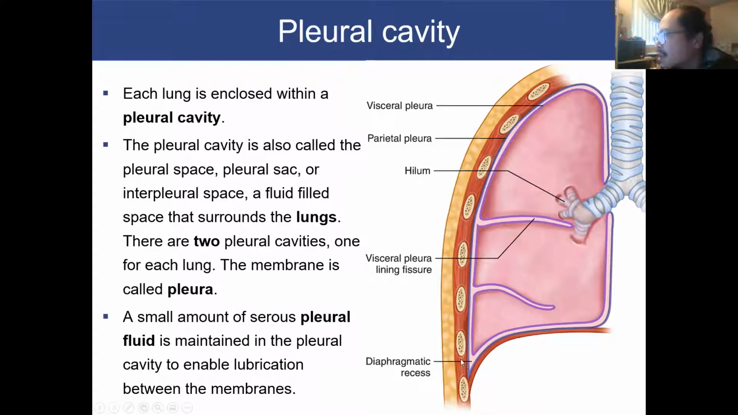This is the diaphragm recess. That is where the parietal pleura extends, because here is the diaphragm, so it goes further into this area. This area is the spot where, if we need to collect fluid, sometimes we need to collect fluid from the pleural cavity.